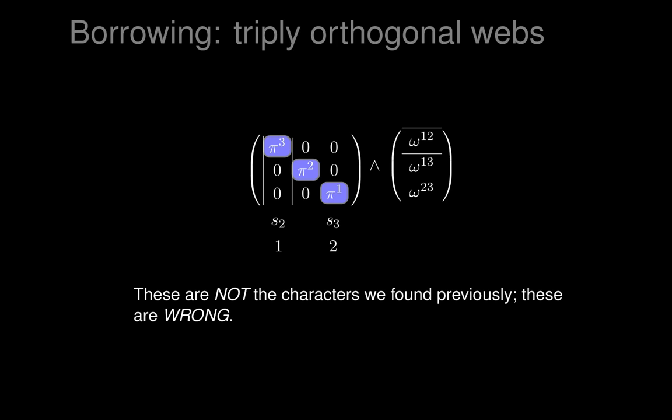We've used just a particular choice of omegas and pis here, which gives us a particular choice of integral flag. But we know that the correct values for characters have to be the characters not of an arbitrary integral flag, but of the generic integral flag. So we have to somehow perturb this integral flag to make it generic. And that's not so clear. How do you do that?